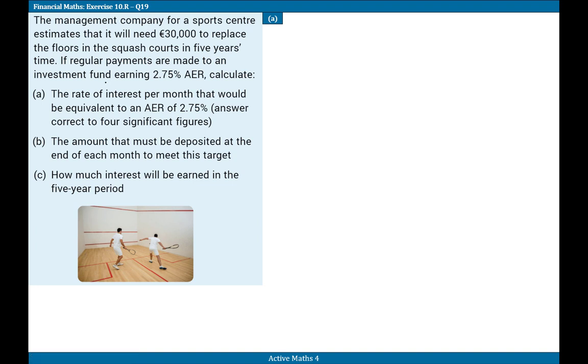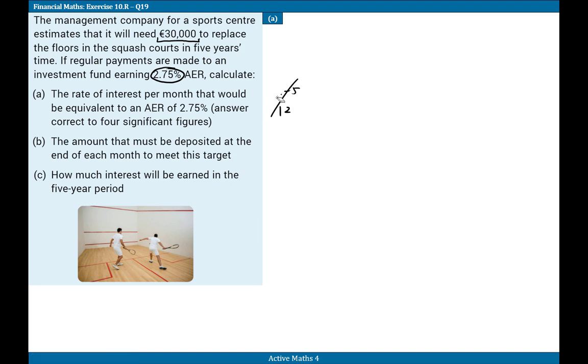Here what we're doing is we want to save an amount for a number of years so that after the time we have 30,000 in the bank. So after 5 years of savings, we have 30,000 in the bank. And the question is, firstly, how do we change a yearly interest rate, 2.75%, into a monthly one? It's definitely not as easy as just dividing by 12.